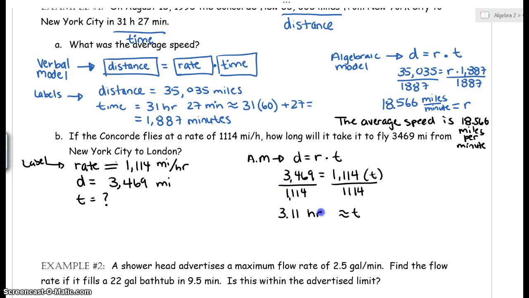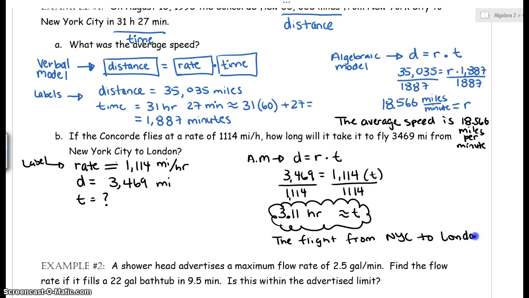3.11 hours. Now, it does look kind of goofy. We don't really say 3.11 hours, but in this problem, we're going to kind of end it there. So it says, how long does it take? Well, in the real world, I wouldn't say 3.11 hours. What I would say is the following. The flight from New York City to London is over 3 hours. Just to kind of give an idea, it's past the 3-hour stage.